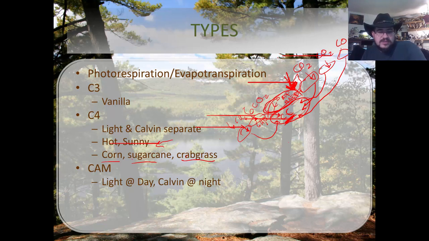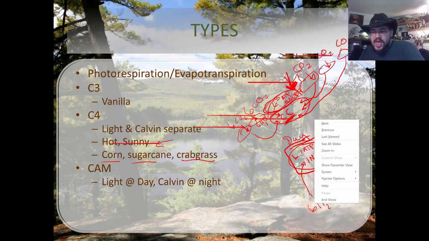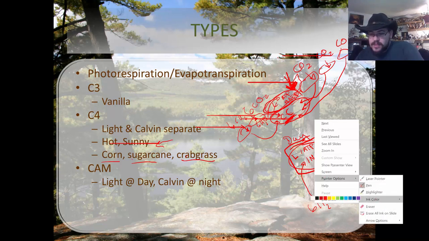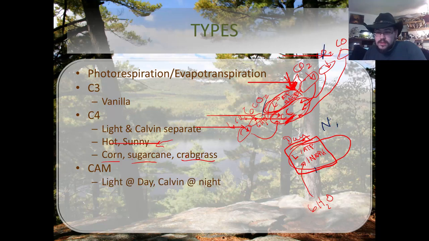Finally, we have CAM photosynthesis, where we do the light reaction. So we're in one cell again. But since we're getting our water from the roots, right, we get our water in, and we have the light reactions occur during the day. And then we have our Calvin cycle occur at night. So our nighttime, when we have cooler temperatures.